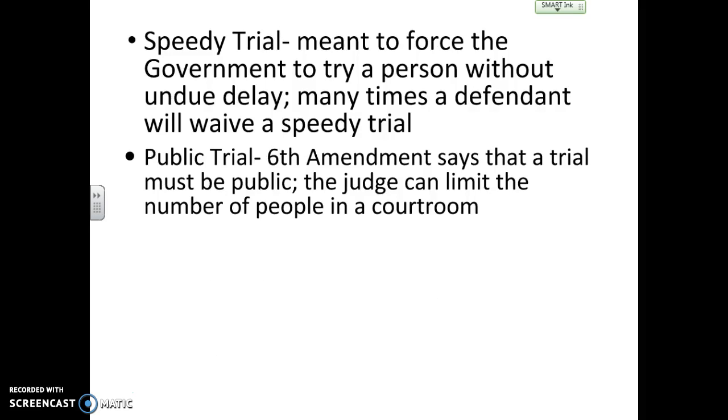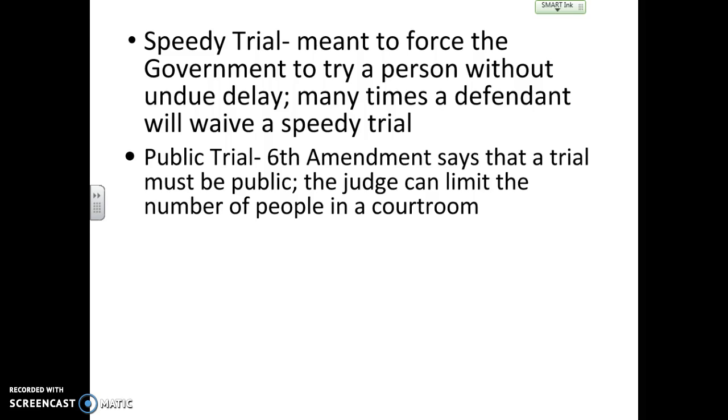Couple other Sixth Amendment rights, speedy trial. We do speedy trial to force the government to try a person without delay. A lot of times the defendant will waive this. This goes right along with habeas corpus in that we don't want the government to be able to throw people in jail and just keep them there. The reason a defendant would waive speedy trial is that they're often out on bail anyway, so by waiving speedy trial, they can stay out on bail until the trial, and it also gives them time to prepare their defense.